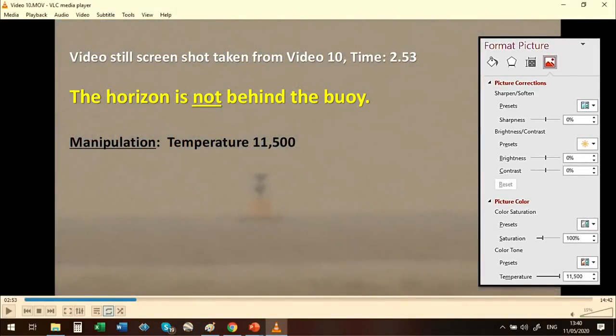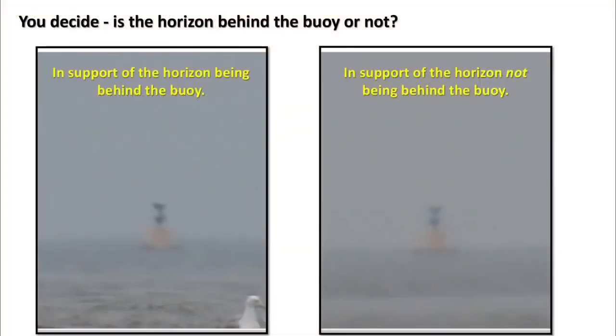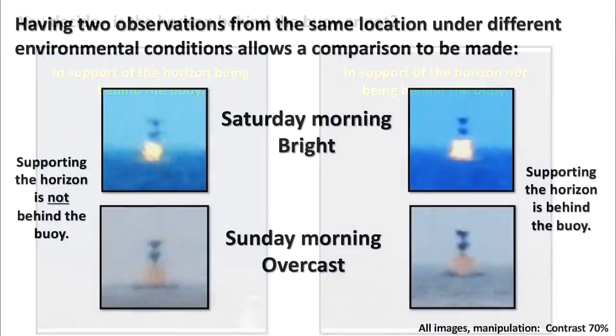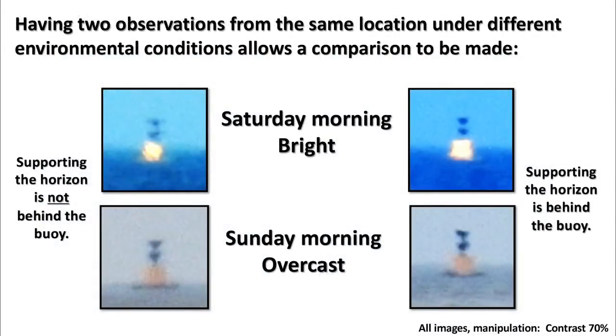Manipulation temperature 11,500, the horizon is not behind the buoy. You decide, is the horizon behind the buoy or not? Having two observations from the same location under different environmental conditions allows a comparison to be made. Saturday morning, bright, Sunday morning, overcast.